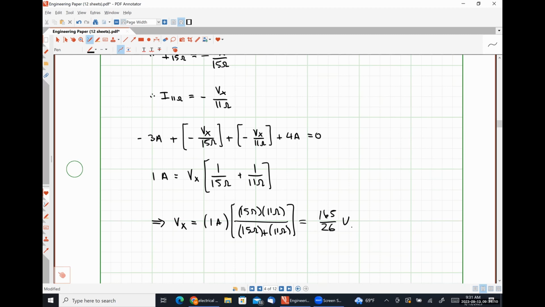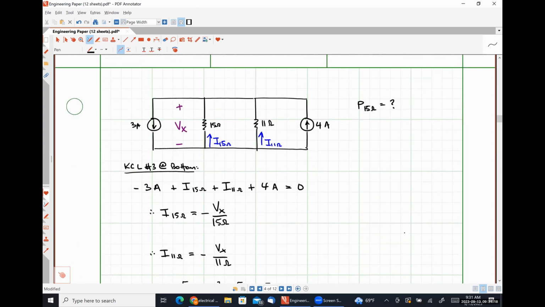All right, so we have figured out what Vx is, positive polarity on top. So what we were trying to solve for is the power absorbed by this 15 ohm resistor. How do we get that? So I'll give you a hint. This is one of those relationships that I accidentally skipped over and we had to go back to, right?